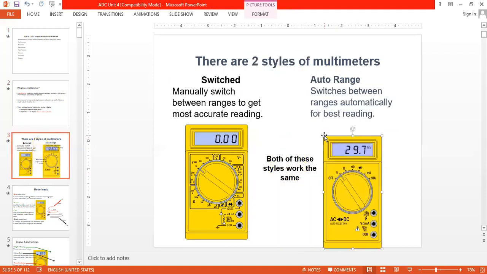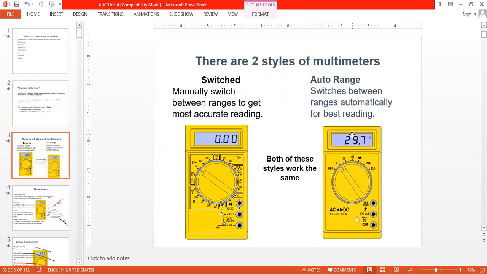There are two styles of multimeter: one is manually switched and the other is auto range. With manual switching, you switch between the ranges to get the most accurate reading. For example, for a resistor value of 10, there will be different ranges: 10 ohm, 10 kilo ohm, 100 kilo ohm, 1 meg ohm, defined into accurate values. But in auto range, the meter switches between ranges automatically for the best reading. You can just put it to the particular voltage level.